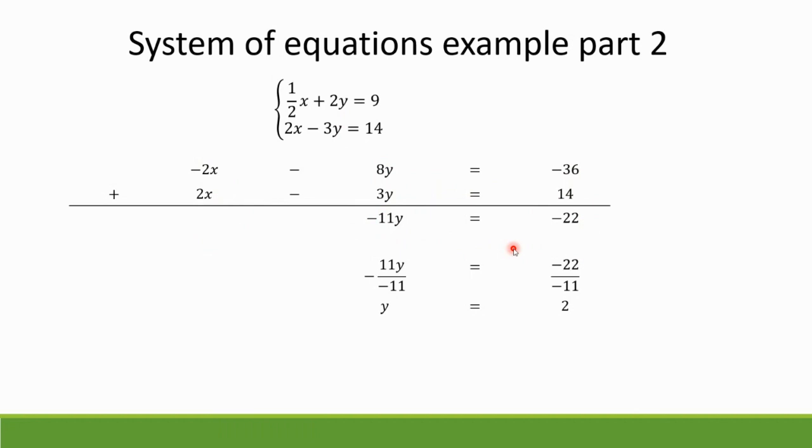So you just divide both sides by -11, and you get y equals 2. So we know what y is, but we're not done. We want to get x. How do we do that?